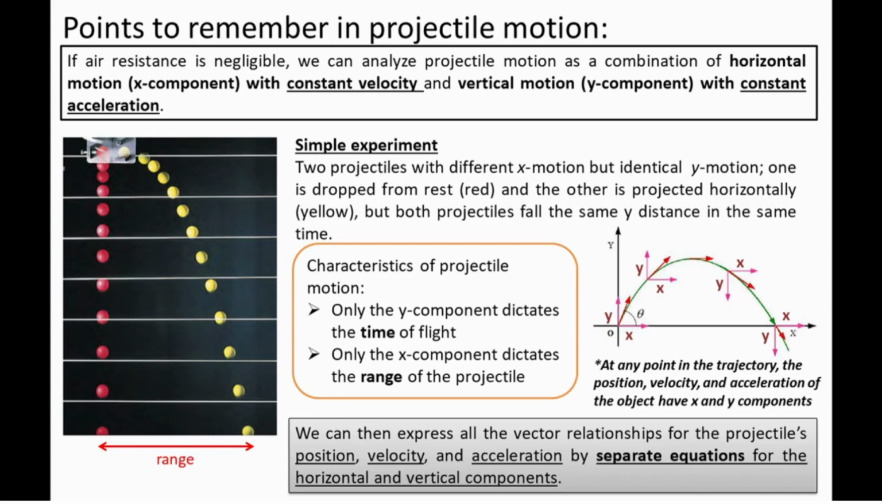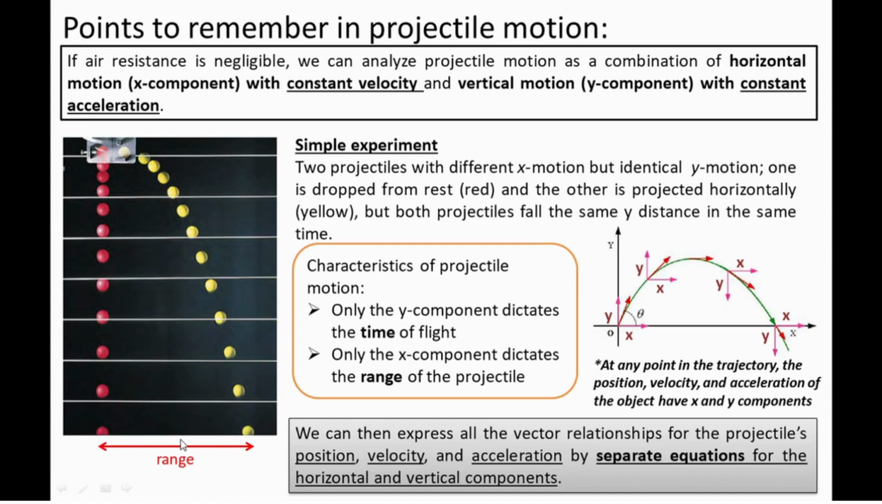Hence, since both of them are released at exactly the same height, they will reach the ground at exactly the same time. The only difference is that the yellow ball, which has a horizontal initial velocity, will land at a certain distance called a range, away from its initial position along the x-axis.